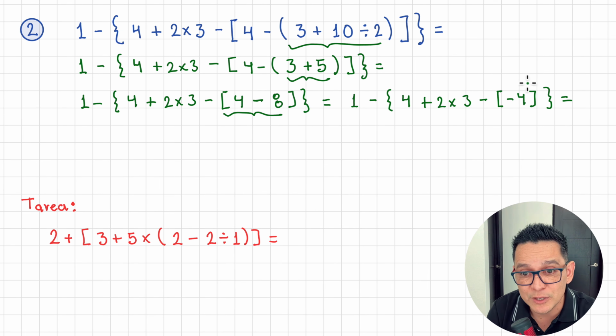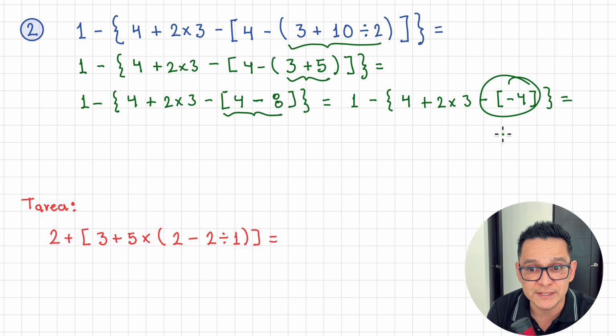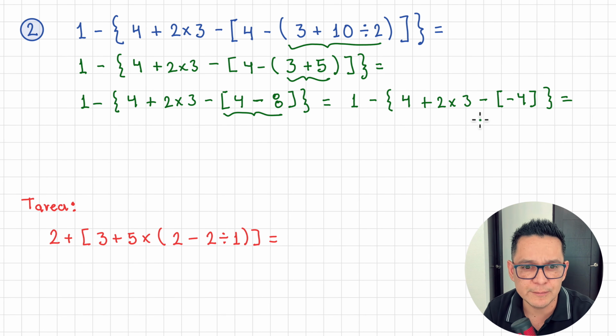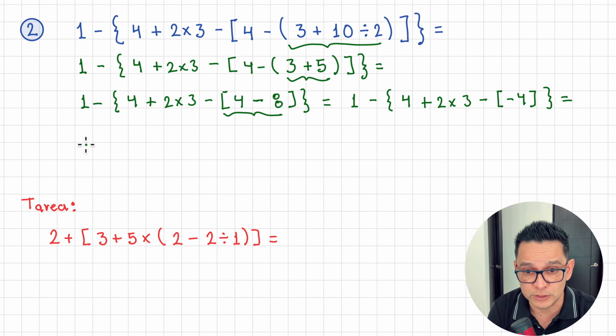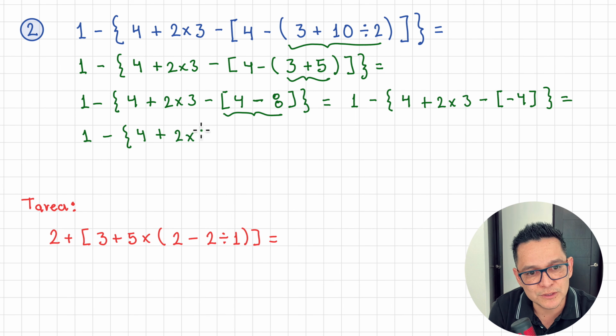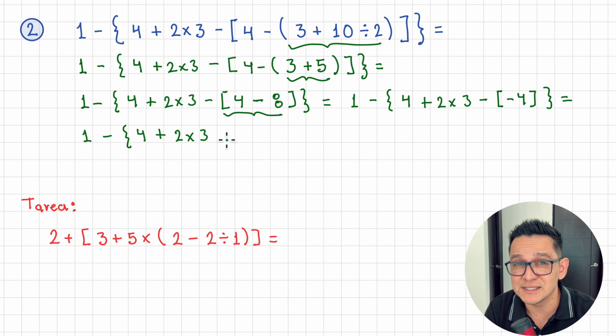So now I'm going to have to solve multiplying the signs. And now we just write the 4 this time without the bracket. Okay. So again, we're going to have to copy the 1, the minus, the brace, the 4, then again the plus, the 2 times 3. I know this is pretty tiring, but it's important that we go step by step.